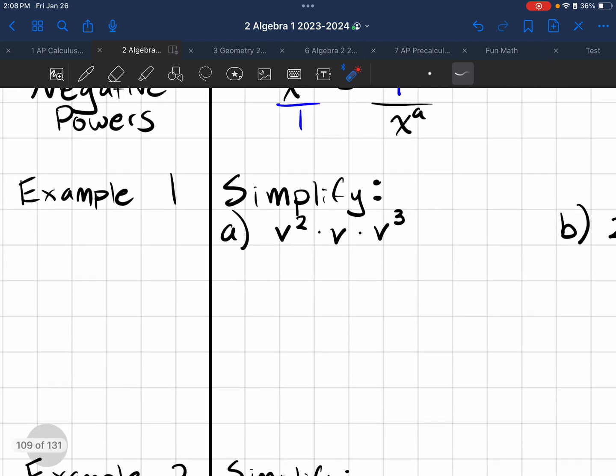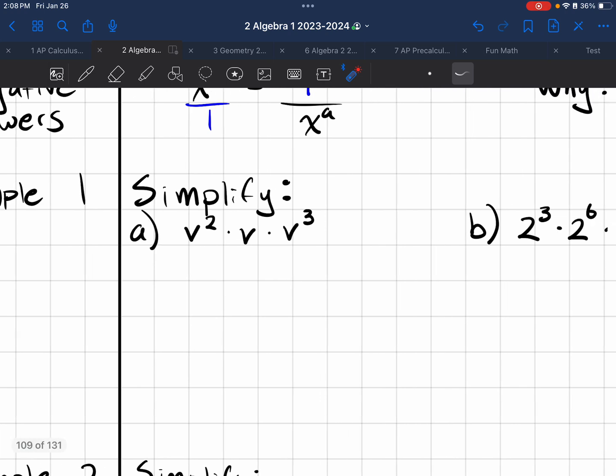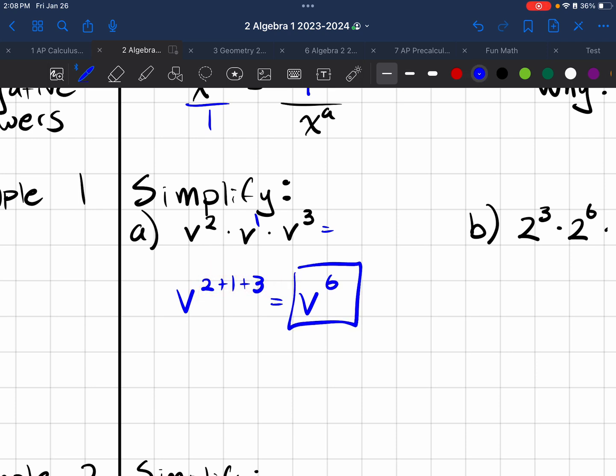All right, let's try some example problems. So I have the same base in all these problems. Whenever I have the same base, I'm going to add the powers. One unspoken rule of all my simplification in my class is anytime that you have a negative power, go ahead and flip it to the other side and make it positive. So when I don't have any power, you assume that that power is 1. All right, now I'm ready to do this. This is the same thing as v to the power of 2 plus 1 plus 3, which is v to the power of 2 plus 1 is 3, 3 plus 3 is 6. This is v to the power of 6.